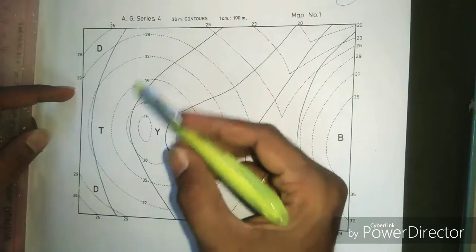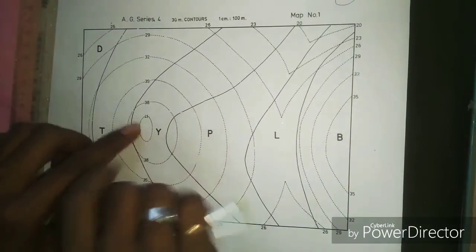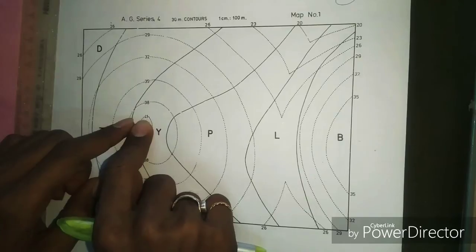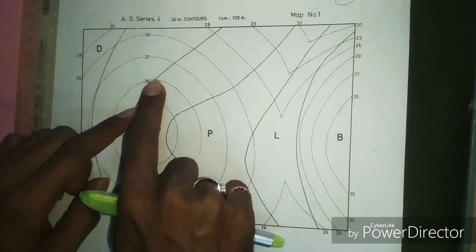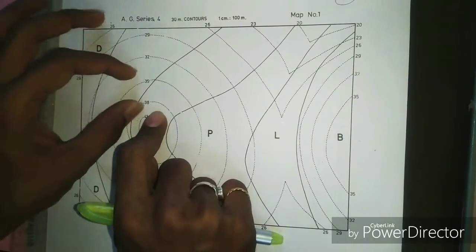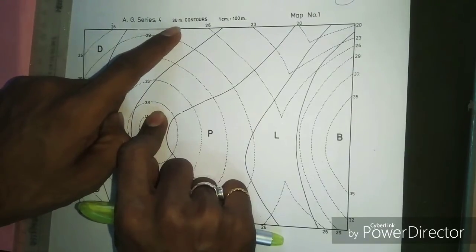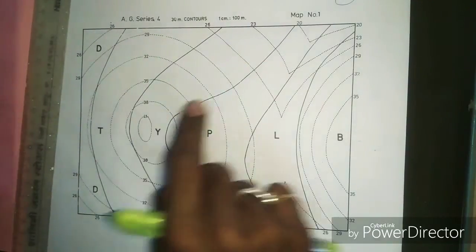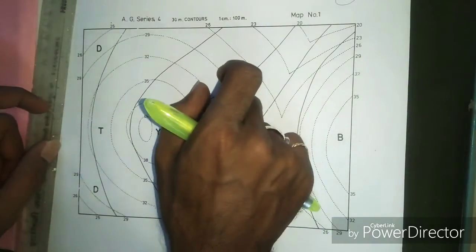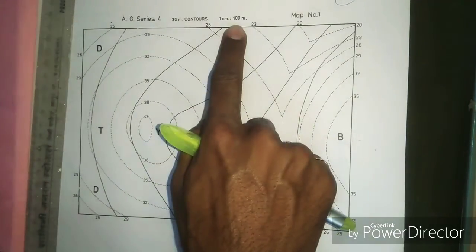Contour interval means the difference between two contour lines. Here 410 minus 380 is 30 meter, 380 minus 350 is 30 meter. The difference between two contours is 30 meter, and that is the contour interval. The scale of the map is 1 centimeter equals 100 meter. That means 1 centimeter on this map covers 100 meter of actual field area.